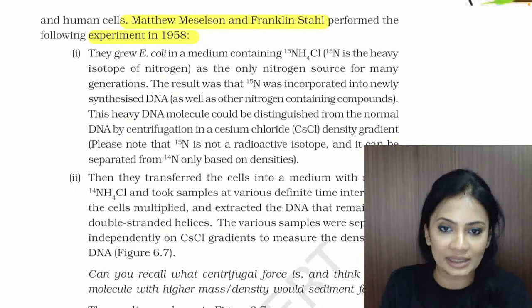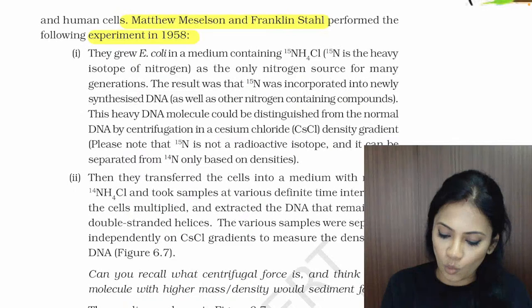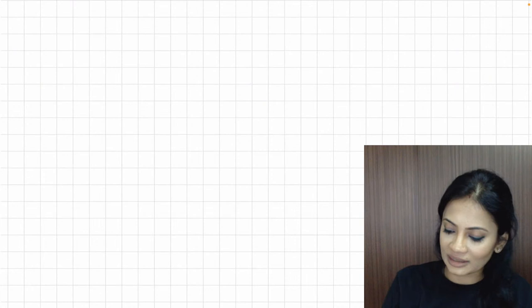Now, over here, what did they do? Chalo, let's take this in a separate page. Okay, first, test tube.